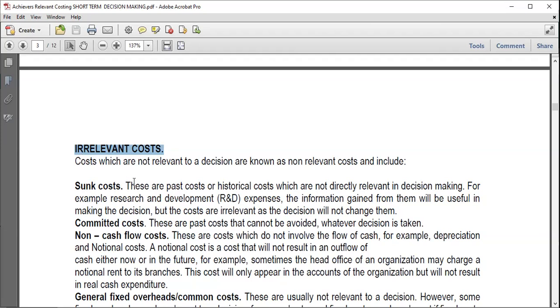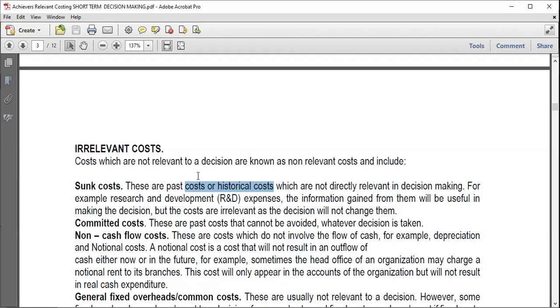Irrelevant costs, of course, are not relevant to the decision, and we are starting with sunk costs. I already spoke about sunk costs. When you hear the word sunk cost, just know that this is a past or historical cost. You already incurred it. It's no longer relevant. You get it? For example, if you're in business and you want to switch to a new product, whatever you incurred in the past is irrelevant. Unless maybe you have some remaining scrap that you're going to sell when you switch to another.